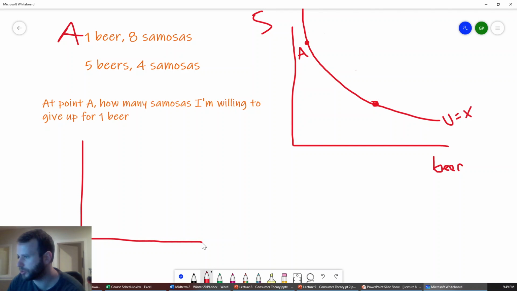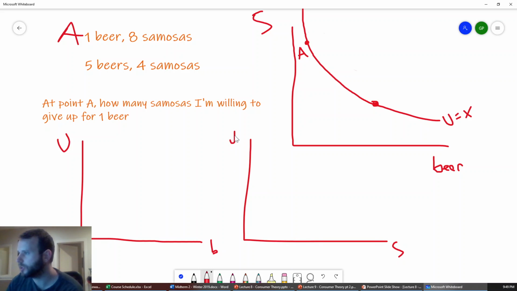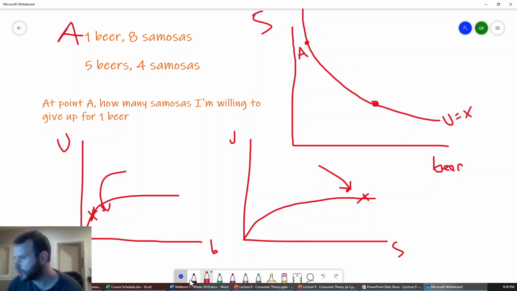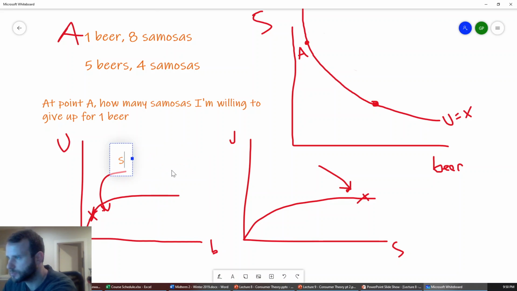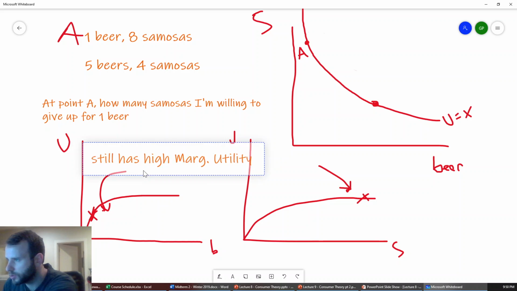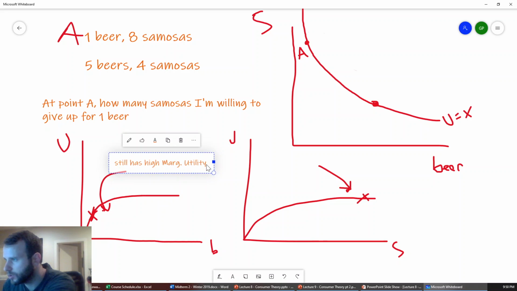So if we were to graph their utility, beer's utility, samosa's utility, right? You're at the 8th samosa, so you're probably closer to this point, whereas your beer is only at 1. So you're probably closer to this point here. So this point still has a high marginal utility. So you still have a high marginal utility going from 1 beer to 2 beers.